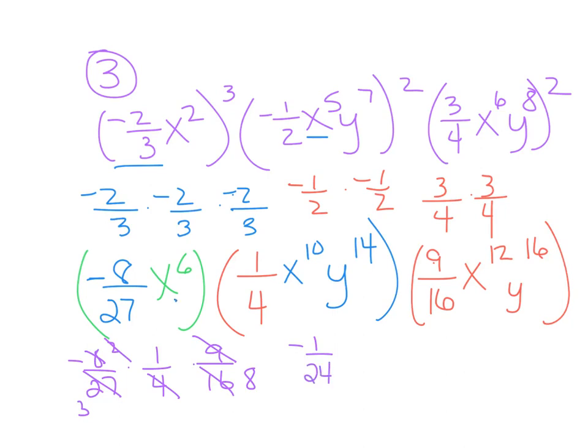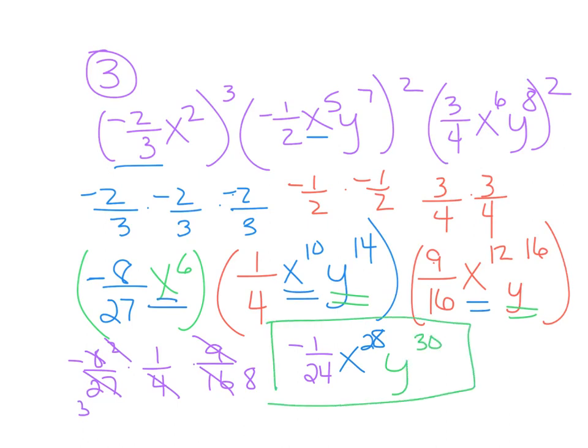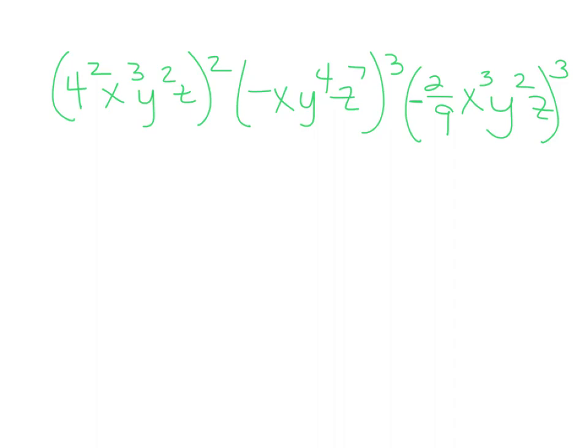Okay, x to the 6th, x to the 10th, and x to the 12th. That gives me 16 and 12 is 28, so x to the 28th. Y to the 14th, y to the 16th is y to the 30th. So there's your final answer to number 3. All right, here's problem number 4. So again, copy it down, work it out, come back and watch me work it out.